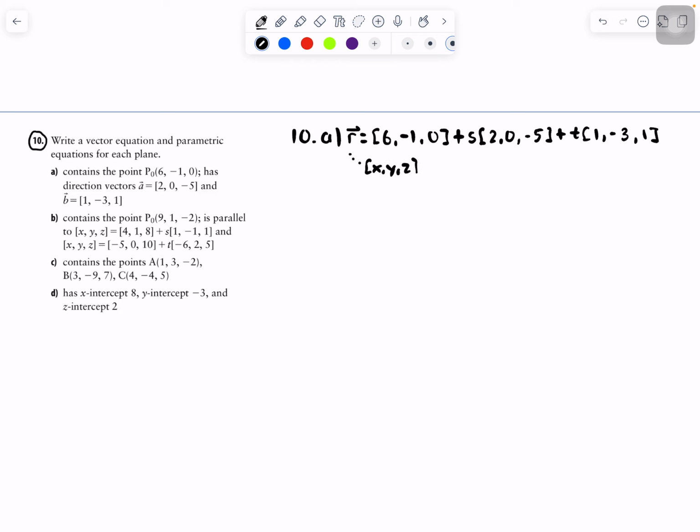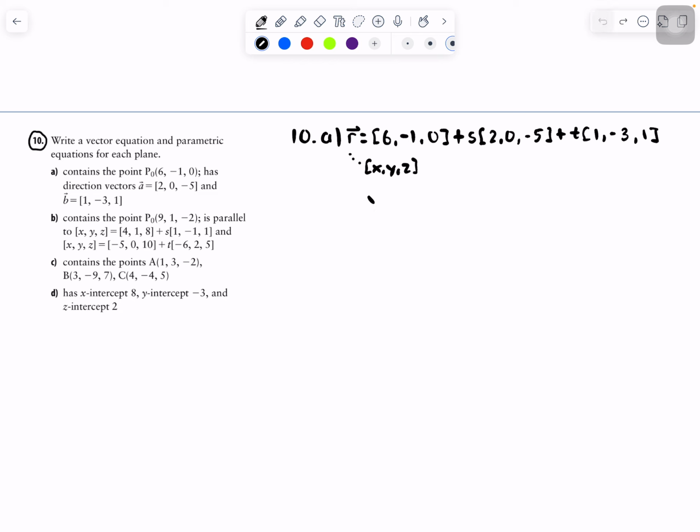That's perfectly fine as well. I just like writing r because I'm lazy. But both are fine. And that's the general equation of a plane, right? We have one point, and we need two direction vectors. We scale and multiply them, add them together. That gives us the full equation.